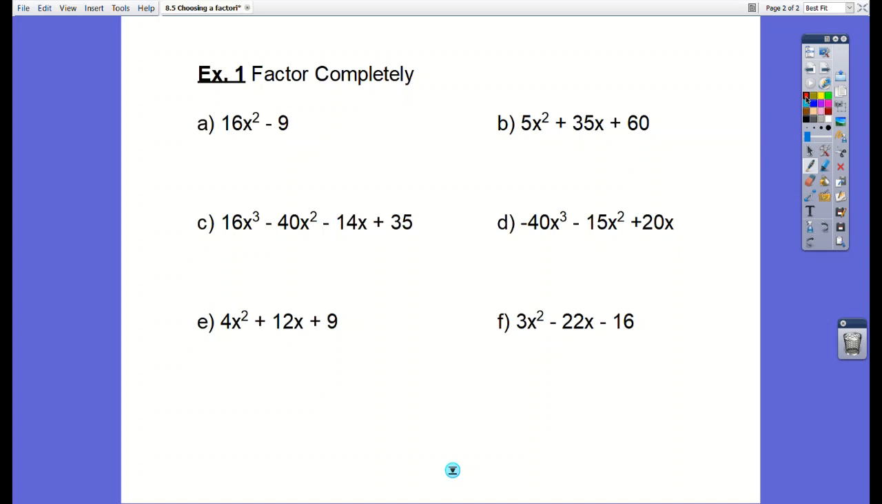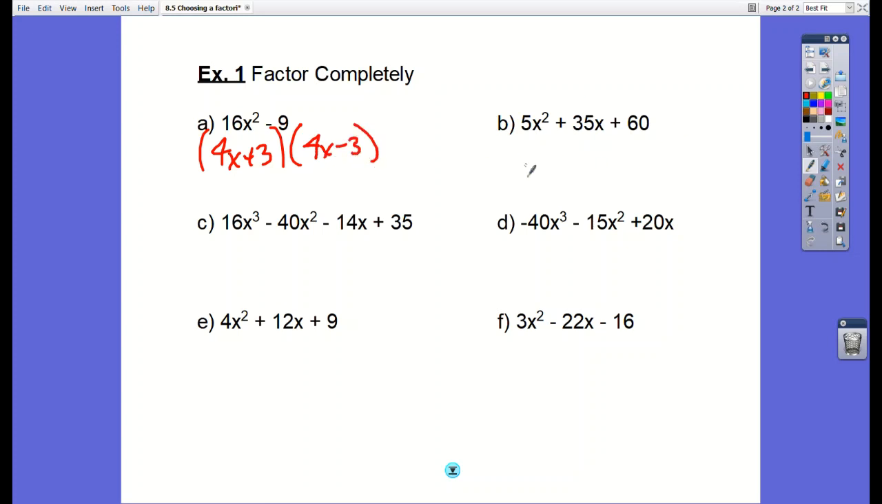Everybody, is there a common factor in part A? This should be an overwhelming no. Yes, it's very clear there's no common factor. So, volunteers. Anna, how do we do it? 4x plus 3 times 4x minus 2. Difference of 2 squares.